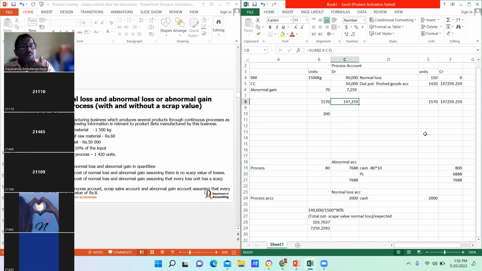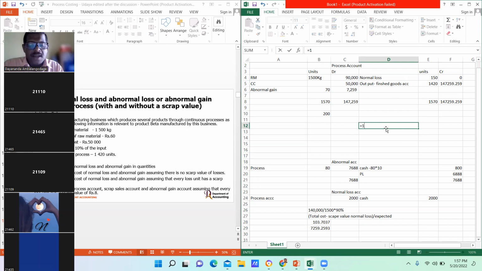Is it clear? Now what you have to understand here is, even though we expect 150 units normal loss, we didn't get that much loss. Our actual loss was really 80. This is the actual loss. So we will end up with 70 abnormal gain and normal loss so much. So calculate the normal loss and abnormal gain in quantities, that is 150 and 70.